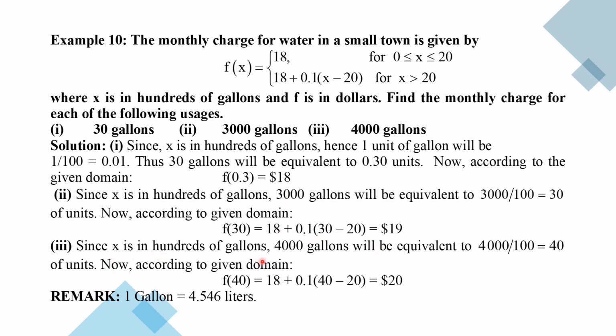Since x is in 100s, given 4,000, again divide by 100, which gives 40 units. So by this given domain, x greater than 20, we use 18 plus 0.1 times (40 minus 20). Note that 1 gallon is equal to 4.546 liters.